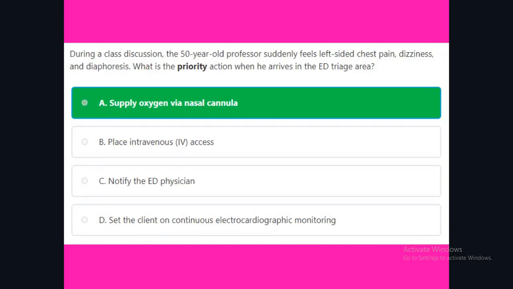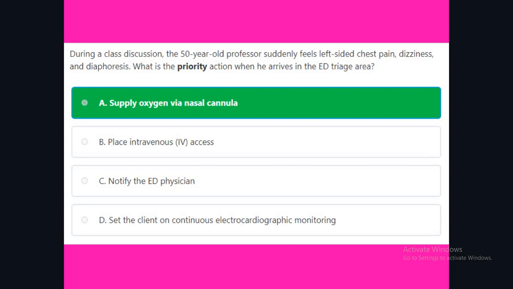Next, during a class discussion, a 50-year-old professor suddenly feels left-sided chest pain, dizziness, and diaphoresis. What is the priority action when he arrives in the ED triage area? Now, this is asking you directly about the priority action. All these options will be related to your nursing interventions for chest pain.